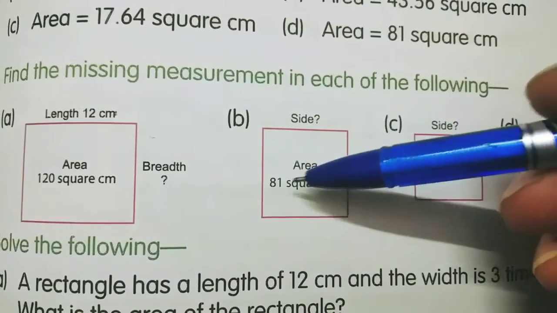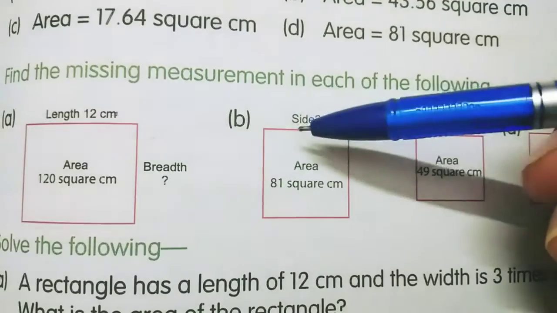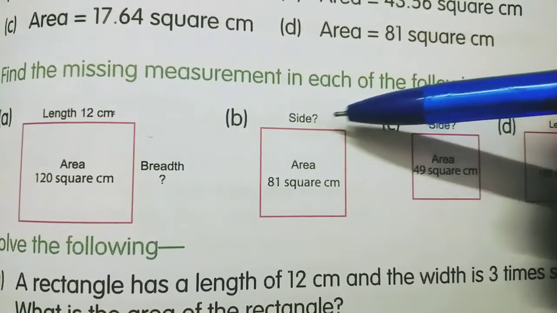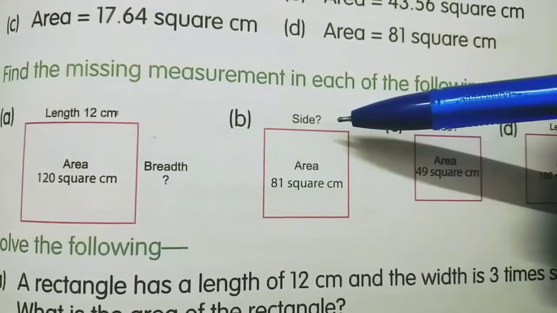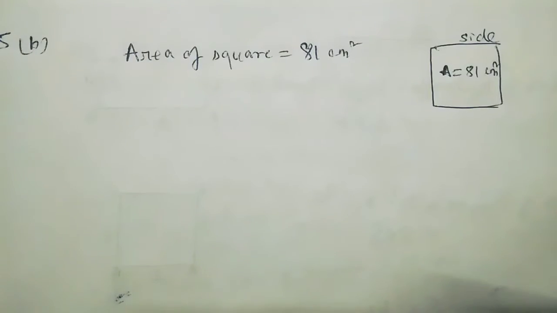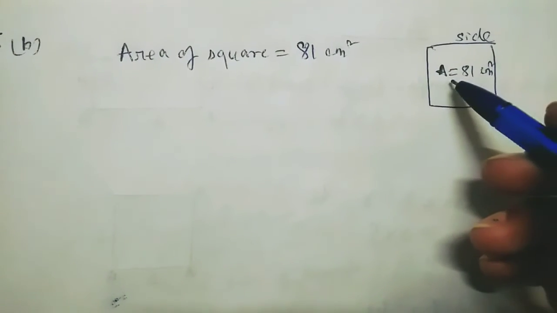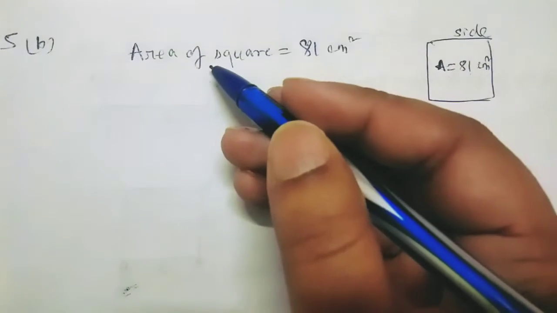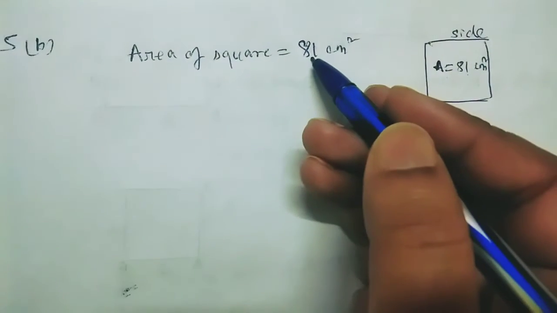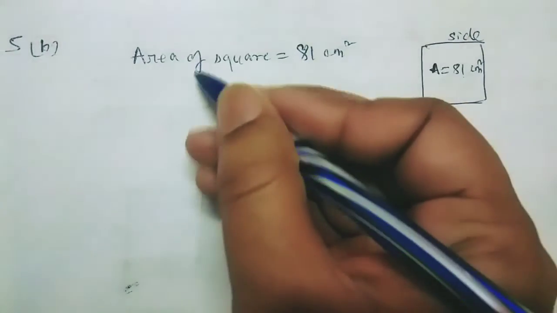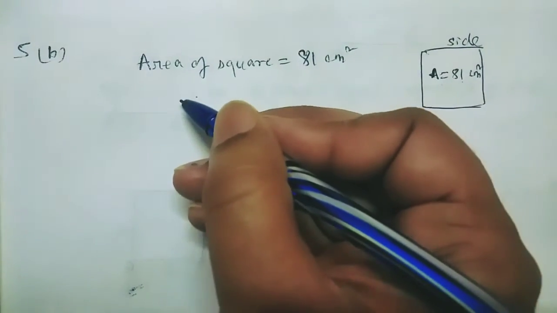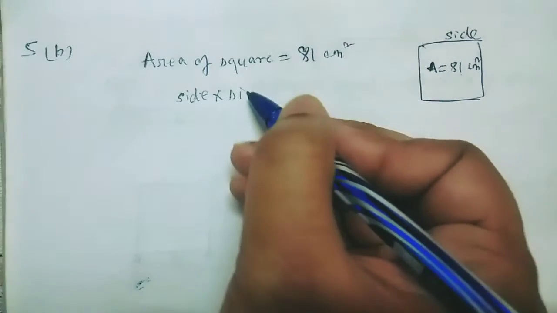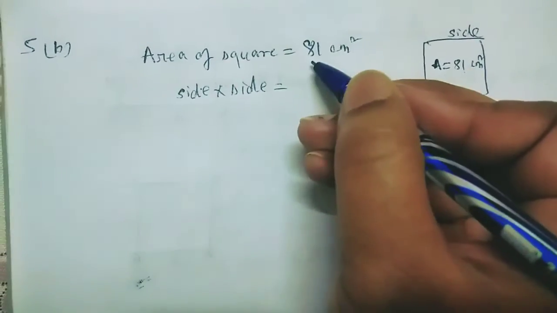Here the area equals 81 centimeter square is given, and you can see it is a square, because you have to find the side, not length and breadth. Side you have to find out. So first of all you have to write the area of square equals 81 centimeter square, which is given. Now below here you have to write the formula of the square area: side into side.